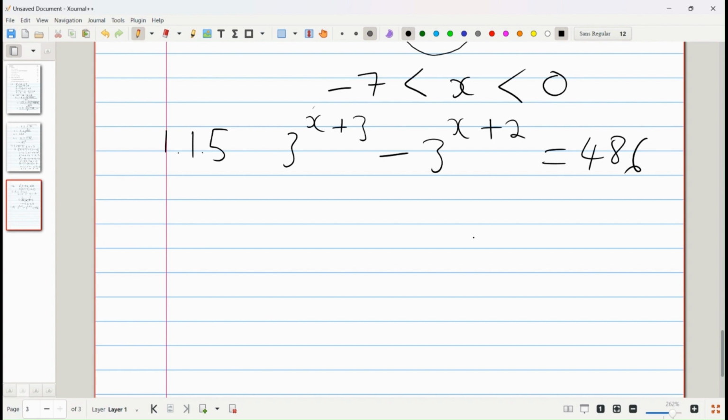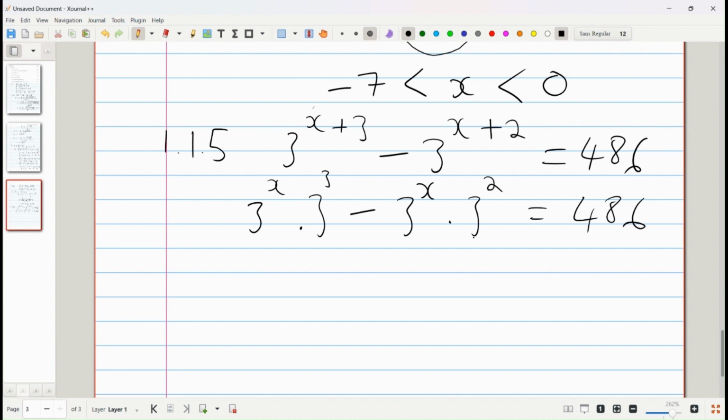So the rules for exponents, you know that if you have 3 to the power x plus 3, this can be written as 3 to the power x multiplied by 3 to the power 3. So all this will be minus with 3 to the power x plus 2. So this can be written as 3 to the power x times 3 to the power 2 equals to 486. So we can find a common factor here.